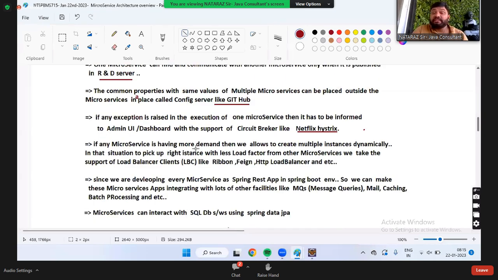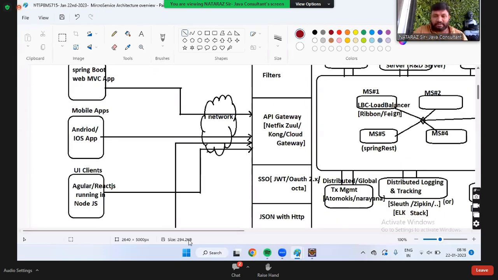If any microservice is having more demand, then we allow it to create multiple instances dynamically. In that situation, to pick up the right instance with less load factor from other microservices, we take the support of load balancer clients. What clients, guys? Load balancer clients like Ribbon, Feign, HTTP load balancer, but Feign is the popular one. Everyone understanding my statement, guys?